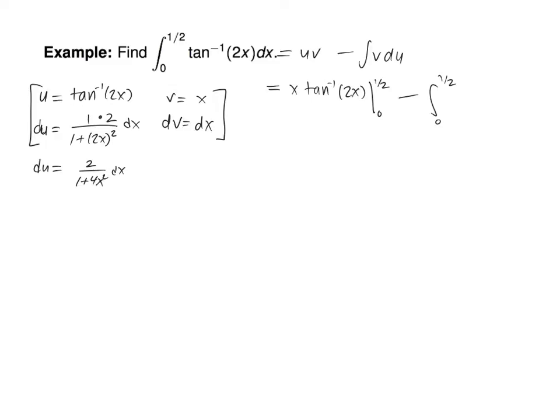When I multiply v and du, I'm going to be a little bit quick here and say that it's 2x over 1 plus 4x squared dx. Is that okay? All right.